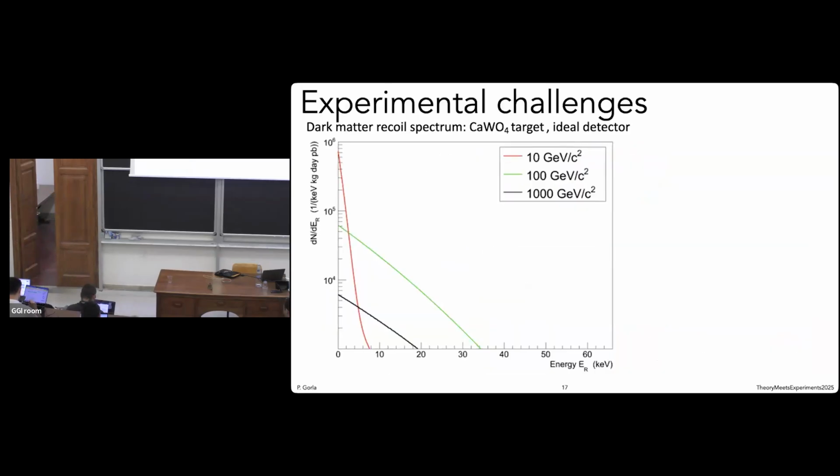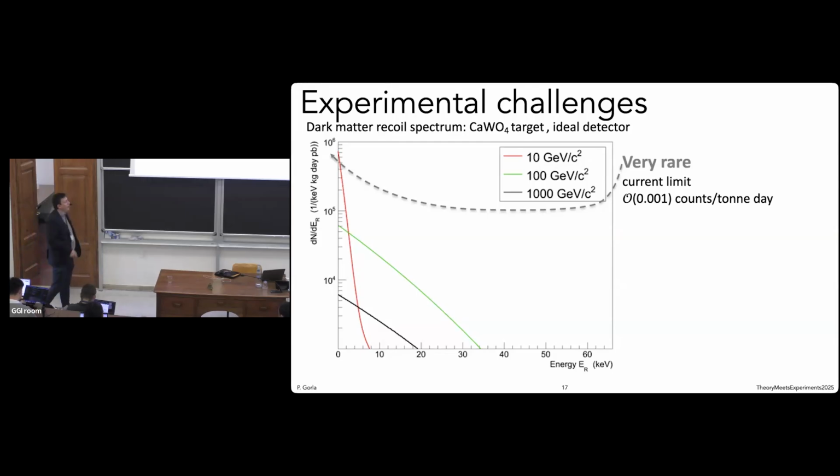These are the experimental challenges. This is how the expected spectrum changes for different dark matter masses, 10 GeV, 100 GeV, 1000 GeV, simulated with a calcium tungstate crystal target and an ideal detector, so nothing strange. And you have, of course, a very, very rare rate.